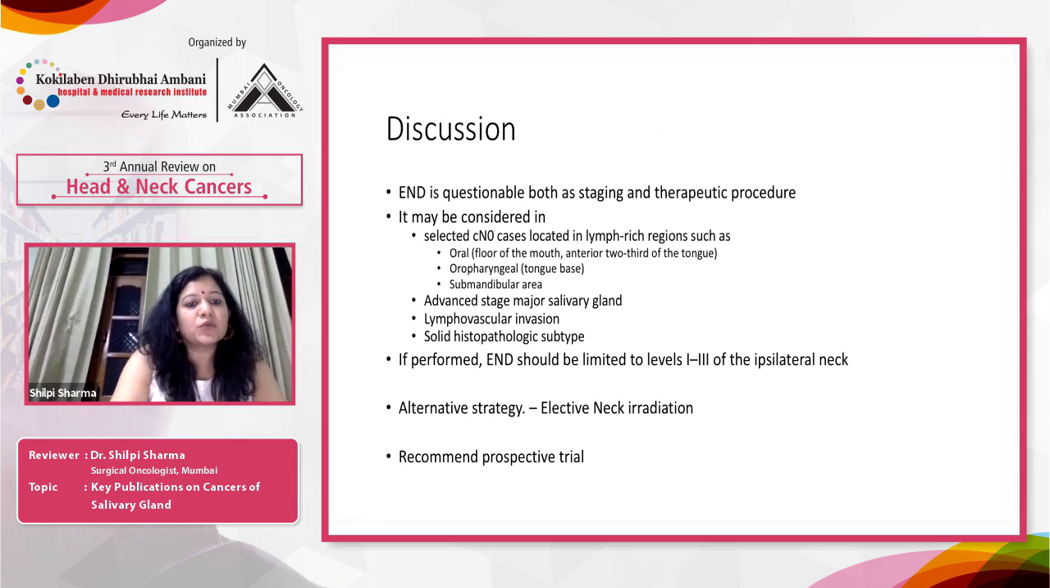So the authors concluded that elective neck dissection is questionable as a staging or therapeutic procedure. However, it may be considered in select N0 cases located at sites which have a high risk of lymph node metastasis, such as oral floor of mouth, tongue, base of tongue, submandibular areas, or if you are dealing with advanced stage major salivary gland tumors, with lymphovascular invasion, or the solid type of histopathology. They also concluded that if elective neck dissection is to be performed, it should be limited to only levels 1 to 3 of the ipsilateral neck.